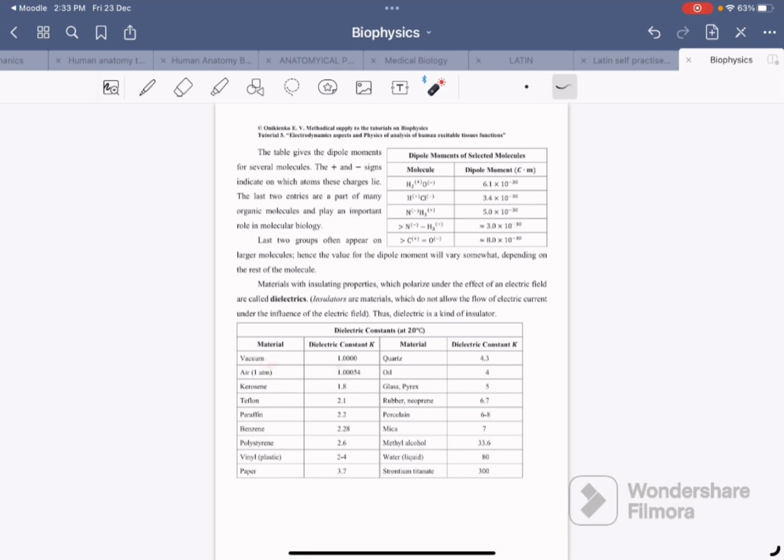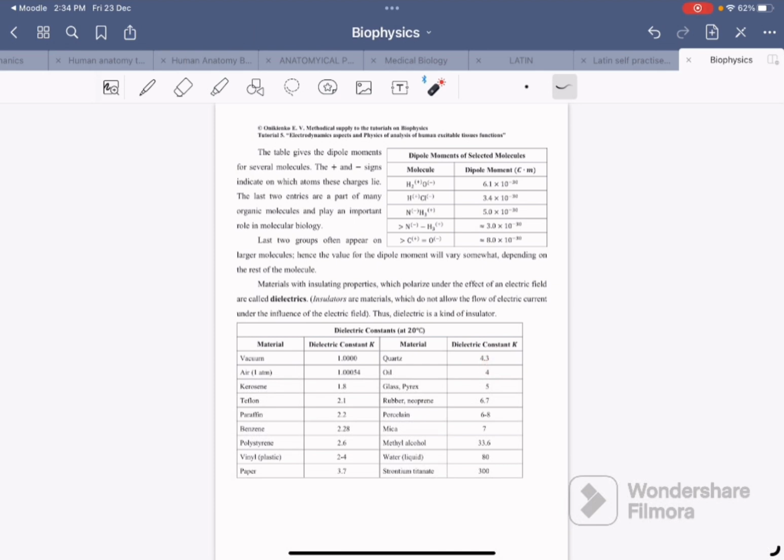So vacuum has a dielectric constant of almost 1. Air has a dielectric value of 1.00054, and kerosene has 1.8. Teflon has 2.1. Paraffin has 2.2. Benzene has 2.28, and polystyrene has 2.6. Vinyl plastic has almost 2.4, and paper has almost 3.7. Quartz has a dielectric constant of almost 4.8.